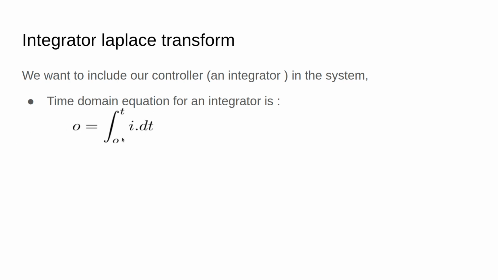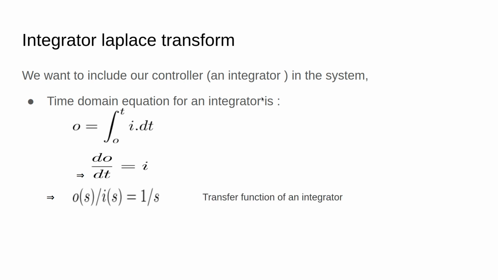I have an output, I just integrate over the input and get it. That means I can differentiate on both sides to get that the derivative of the output is my input, and if I take a Laplace transform on both sides, I can make a transfer function of my integrator as 1 by s. That is simply what it is.